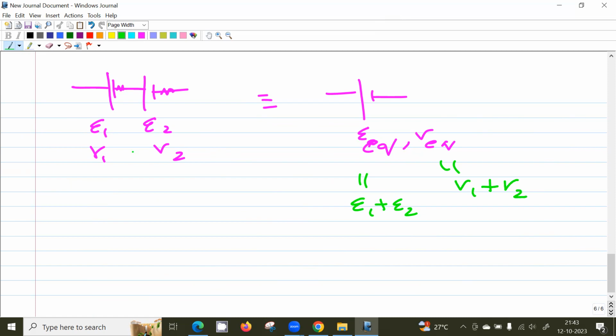Okay, so I can have n of them, up to Rn. So the EMF will become E1 plus E2 and so on up to En, and the resistance will also add up to Rn. So for series, it is easy.